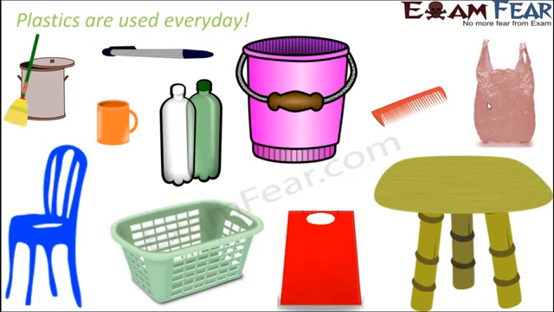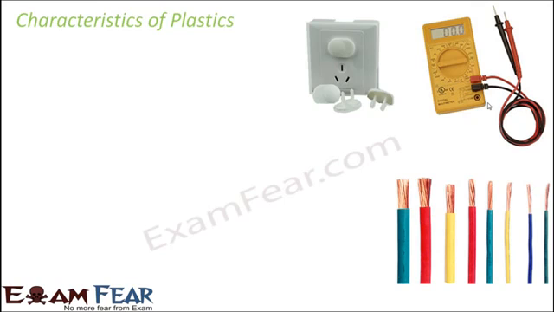So you look around yourself and you'll be able to see a lot of things which are made up of plastics. Whether you talk about your bottles, the storage jars in your kitchen, a bucket, a table, a chair, a comb, the plastic bags, the polythene wrappers, dustbins, pens. There are so many things made up of plastics. So plastics play a very important role in our day-to-day life. So we are going to talk about some of the characteristics of plastics and their pros and cons.